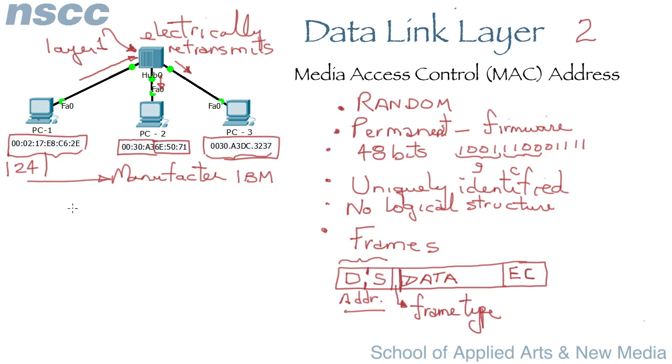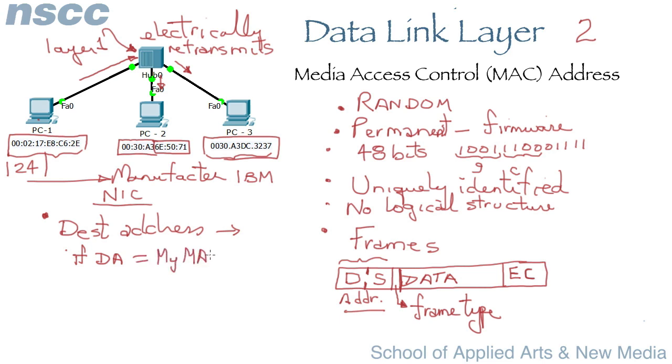Now what does a network card do when it sees a frame? Well, the first thing that a NIC does in processing ones and zeros is it looks at the frame and it looks at the destination address. That is, who's the frame being sent to? If the destination address in the frame equals my MAC address, then it processes the frame. Otherwise, it just ignores it.